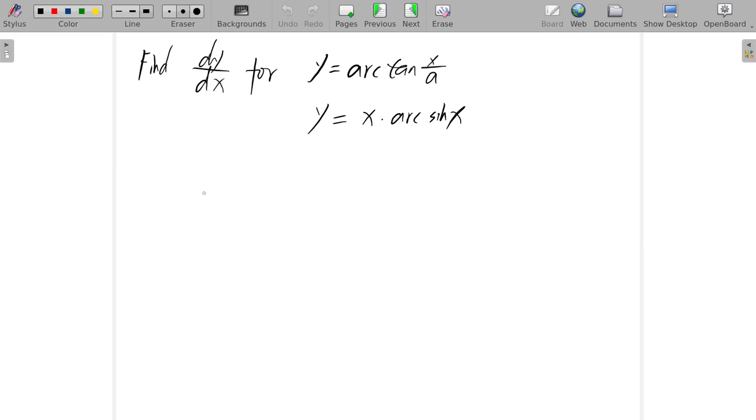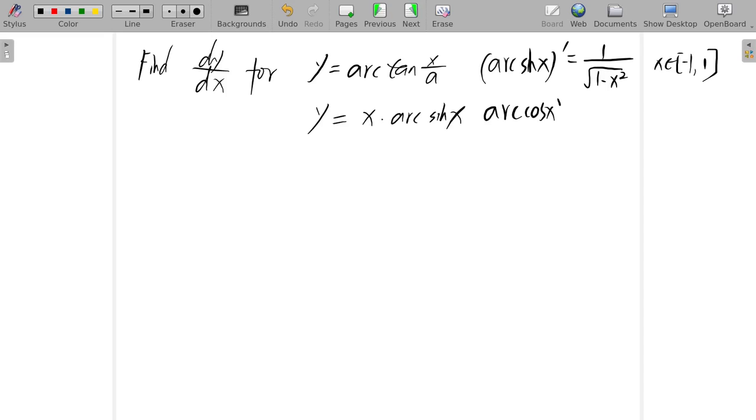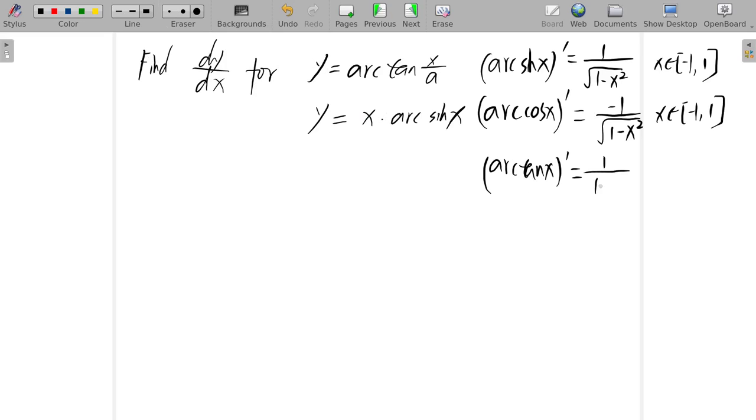Then we simplify. I'm going to show you the derivative of the inverse trigonometric functions. We should know the derivative of arc sin x equals 1 over the square root of 1 take away x squared, where x belongs to negative 1 to 1. The derivative of arc cos x equals negative 1 over the square root of 1 minus x squared, where x belongs to negative 1 to 1. The derivative of arc tan x equals 1 over 1 plus x squared, where x belongs to the real numbers.